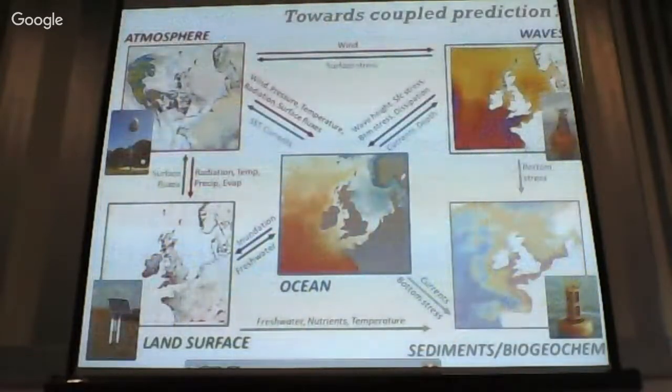So we can ask ourselves the question, are we moving towards coupled prediction for UK operational forecasting? And really by trying to explicitly represent these feedbacks between the systems. It's worth saying on this slide that in terms of our atmosphere, ocean, land surface, wave and biogeochemistry components, all of these systems are run currently operationally for the UK in various configurations. So in terms of the scope of what we're doing, there's nothing particularly new in this picture.